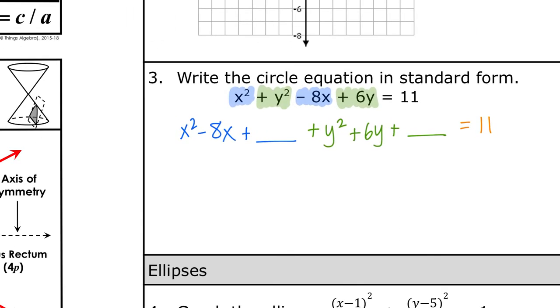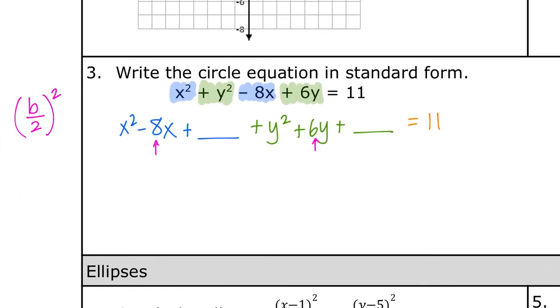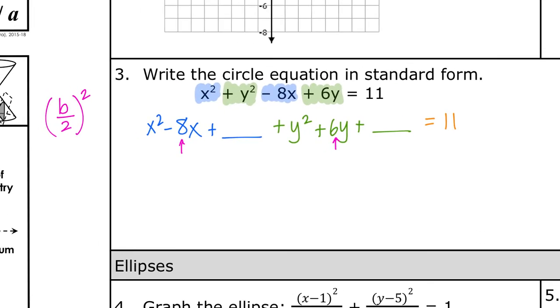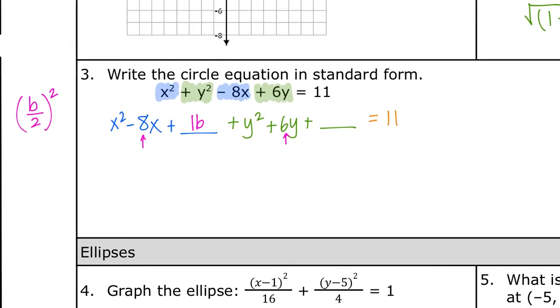The number to remember here is b over 2, and then raised up to the second power. B is whatever number is in front of the variable that has the first power. So for our x's, negative 8 divided by 2 is negative 4, but when you square that, that's 16. What you add to one side, you also have to add to the other side of the equation just to keep everything equal. Okay, let's do the same thing with the y's.